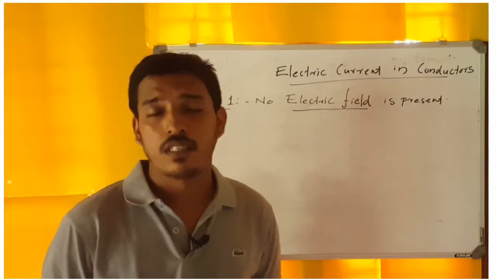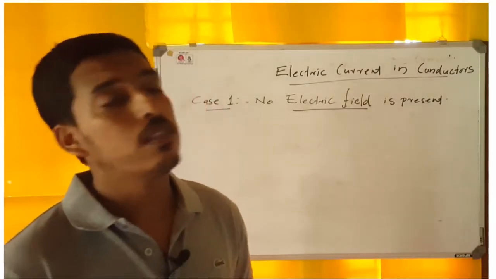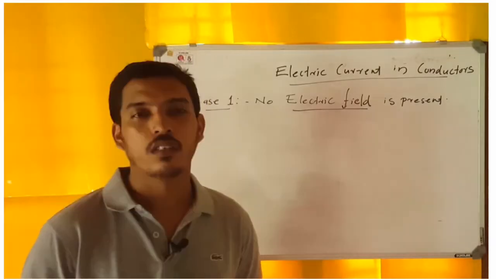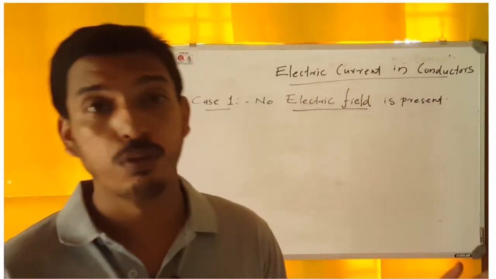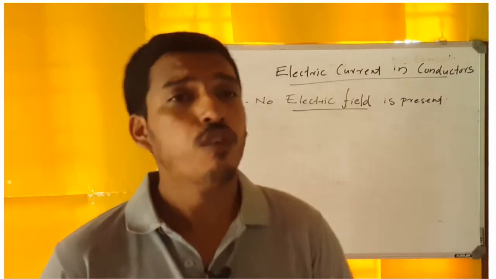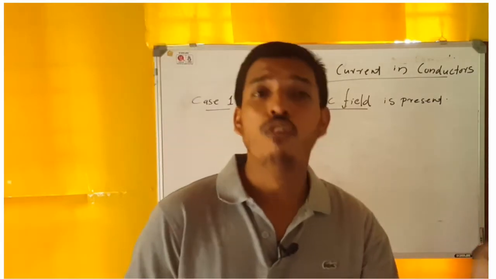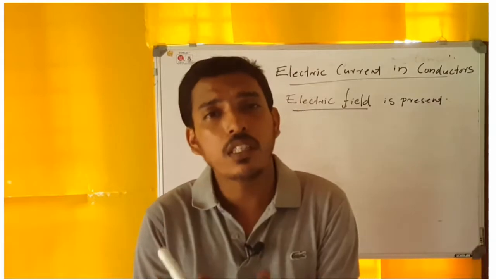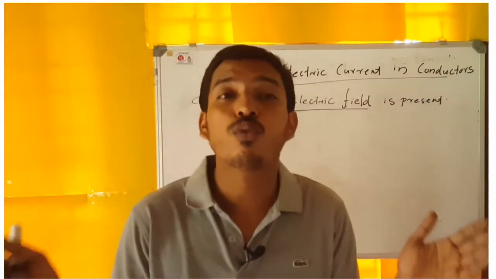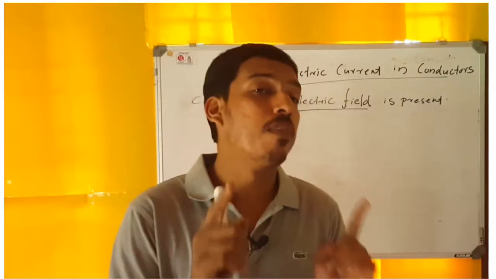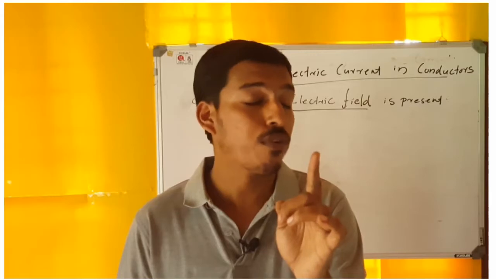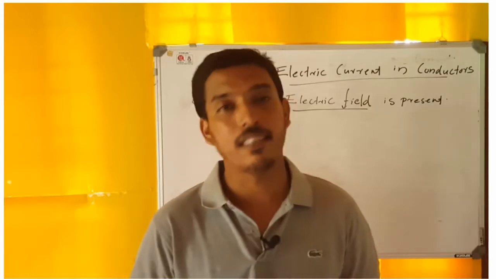Now let's take the first situation where no electric field is present on the conductor. Even if there is no electric field, electrons are in motion due to thermal energy. In this situation, the average number of electrons flowing in one particular direction will be equal to the average number of electrons flowing in the opposite direction, which means these two will cancel each other and there is no net electric current if we are not applying any electric field on a conductor.